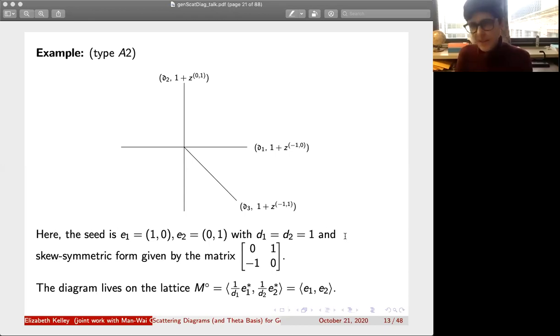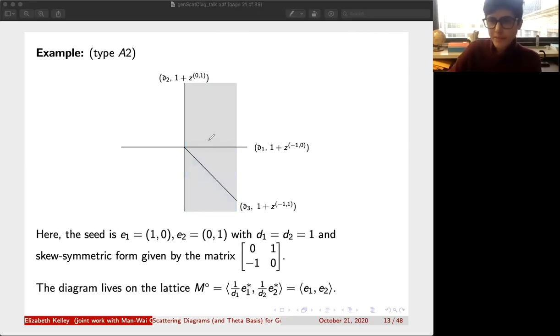Okay, so I threw a lot of definitions at you, but I think really the best way to show you what a scattering diagram is is by example. So let's go back to our running example. And so here, our seed gave us two basis vectors. It would help if I switched to the drawing tool instead of the mouse. So you should think of these as these two basis vectors, right? So the standard basis vectors.